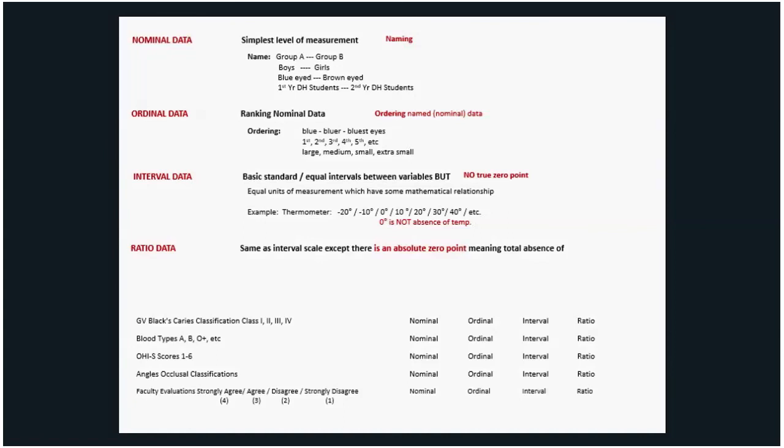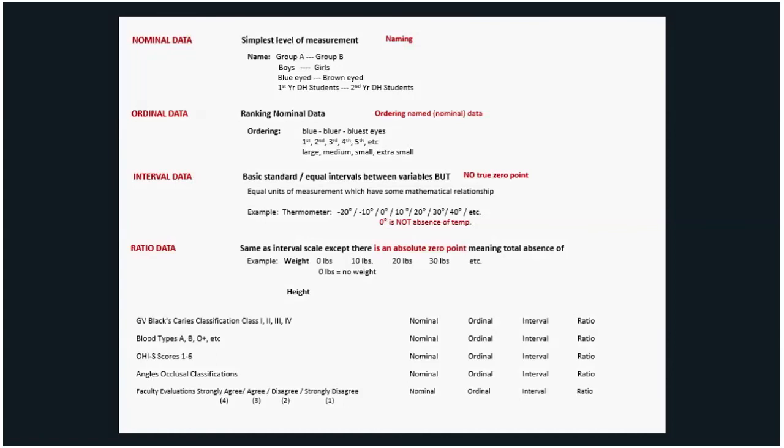The easiest thing when we talk about interval is to think about a thermometer, where you've got negative 20 degrees, negative 10 degrees, and you've got 0. Then you've got 10 degrees, 20 degrees, 30 degrees, 40 degrees. There's that 10 points of temperature between those, but there's no absolute 0 point. There's no 0 level. That 0 degrees doesn't mean an absence of temperature. When you think about ratio, again, we've got an interval scale, but there's an absolute 0 point. So I always think in terms of interval along the lines of weight.